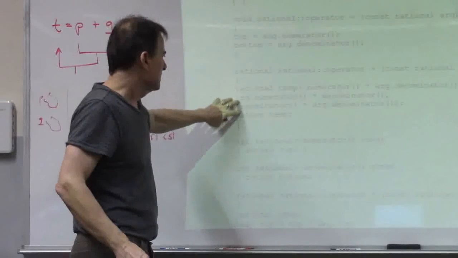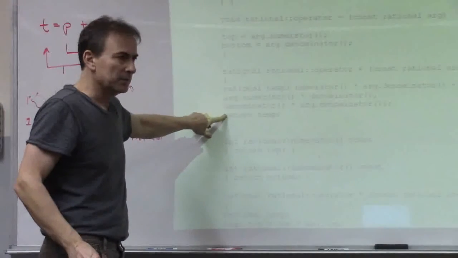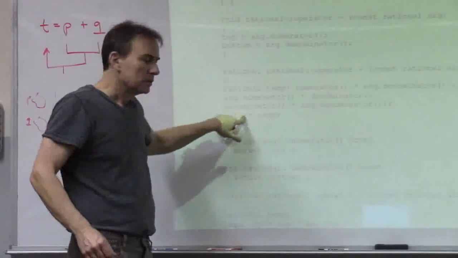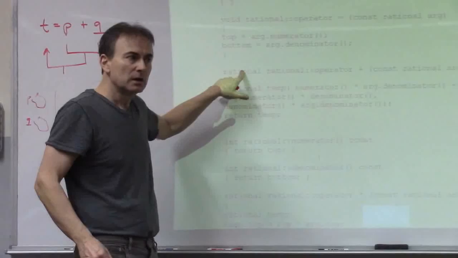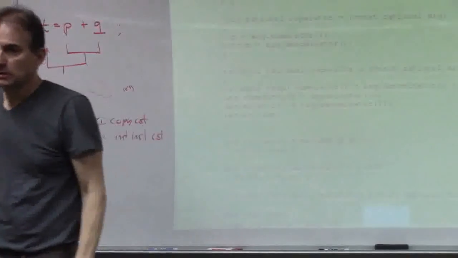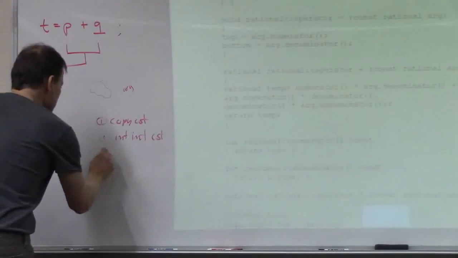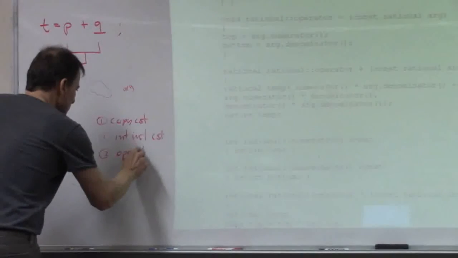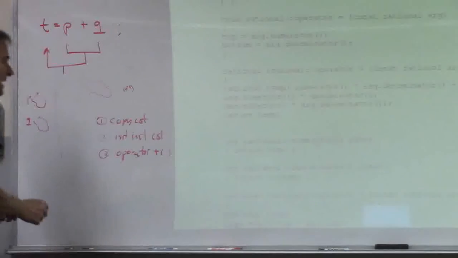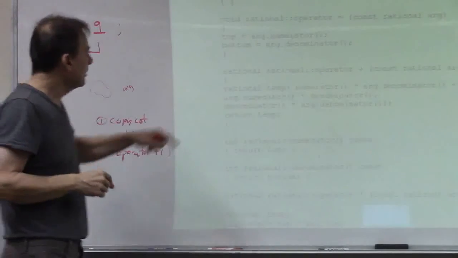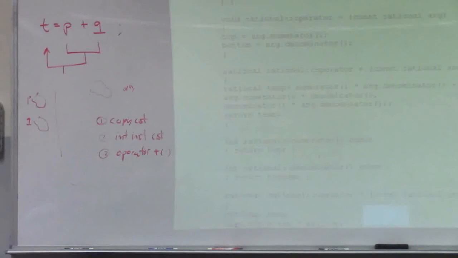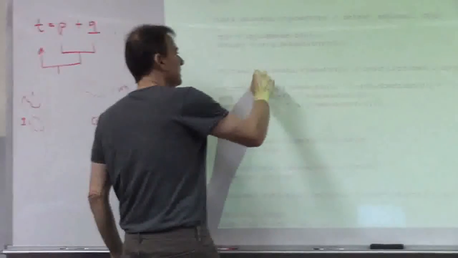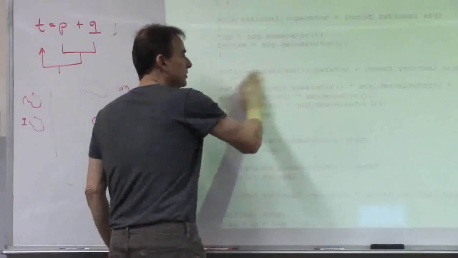Okay? And then we're going to return temp. Temp is a rational. How do we return it? We have just finished executing operator plus, but now we have to return temp. How are we returning temp? By value or by reference? Reference? No. If we return it by reference, it would have to be like this. We're returning it by value.